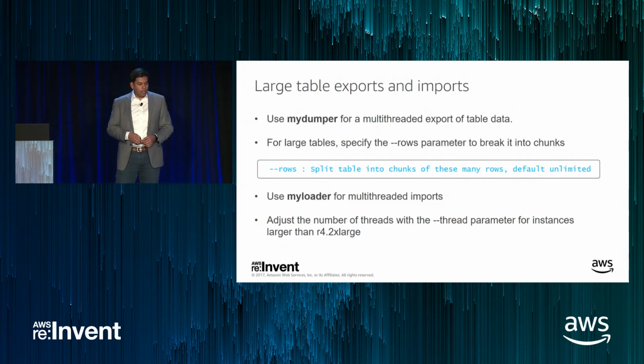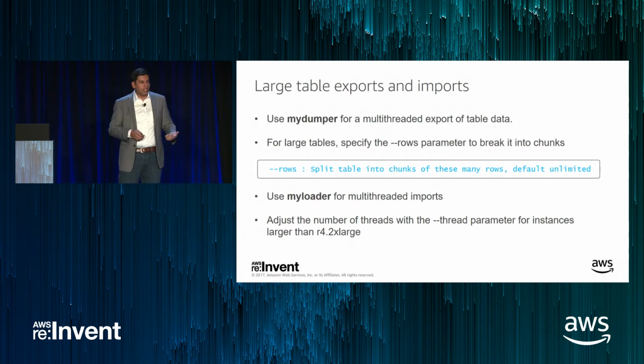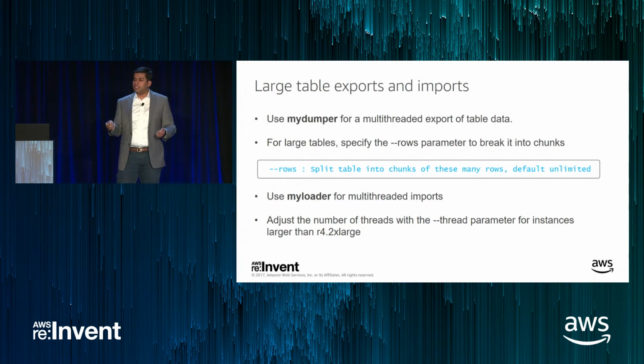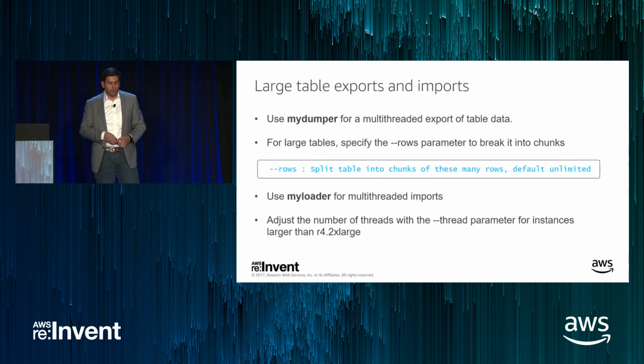Now, by default, MyDumper and MyLoader will spin up only 4 threads. So our recommendation is, if you are using larger instances, for example an R4 2XL, 2 extra large, you would want to increase the number of threads to match the number of CPUs you have available, so that you are making the most use of the compute capacity available to you.